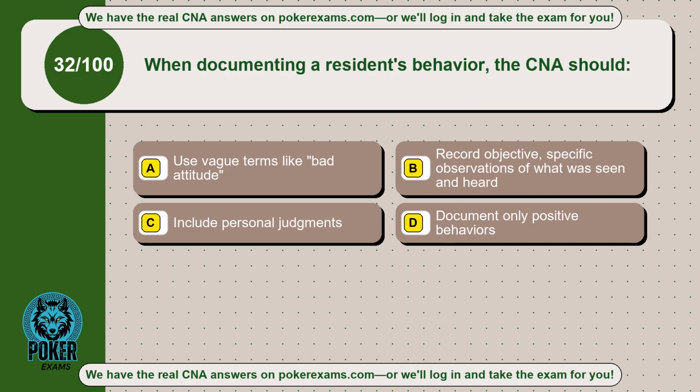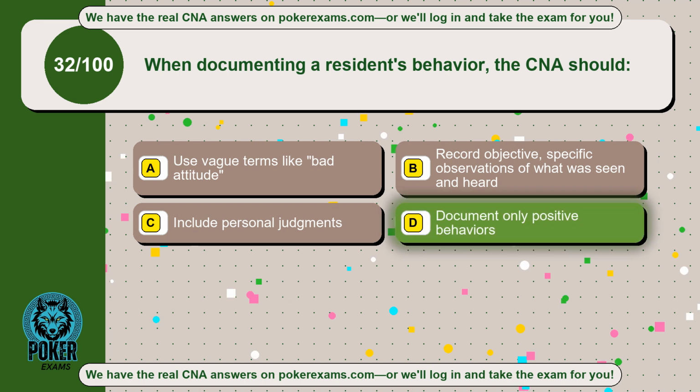Question 32. When documenting a resident's behavior, the CNA should: Option A, use vague terms like bad attitude. Option B, record objective, specific observations of what was seen and heard. Option C, include personal judgments. Option D, document only positive behaviors.